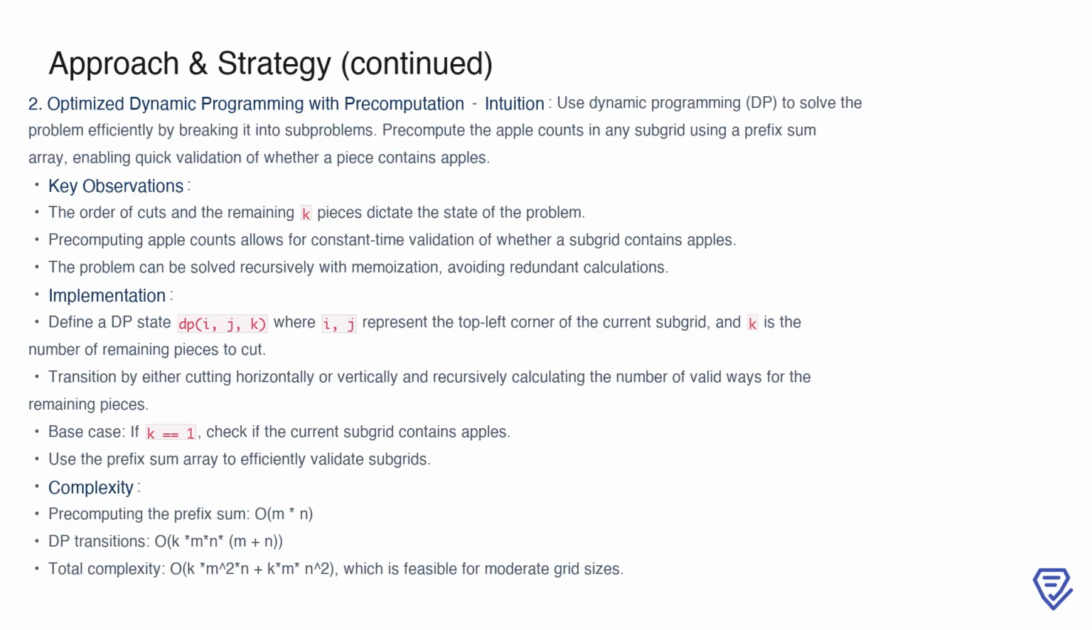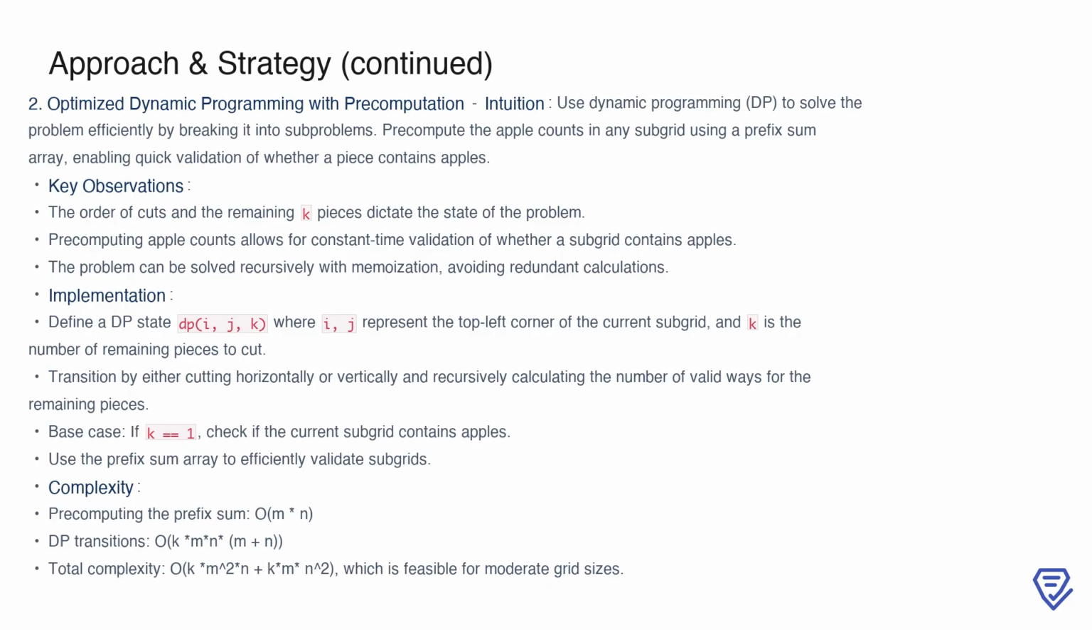To address the inefficiencies of brute force, we turn to an optimized dynamic programming approach, enhanced by pre-computing a prefix sum array. The intuition here is to break the problem into smaller subproblems and solve them recursively, leveraging memoization to avoid redundant calculations. A key observation is that the state of the problem is defined by the position of the current subgrid and the remaining number of cuts. By pre-computing the apple counts for all possible subgrids using a prefix sum array, we can validate whether a subgrid contains apples in constant time, significantly speeding up the process.